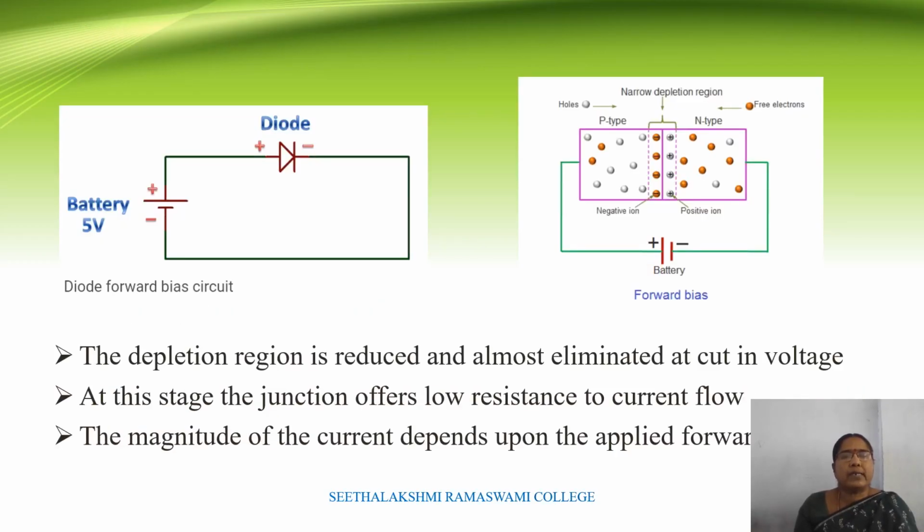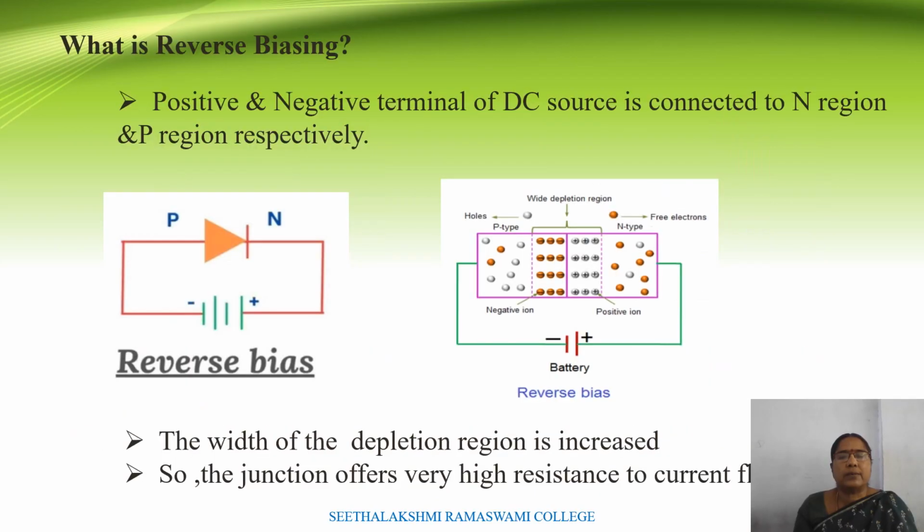The forward biased diode is shown in the figure. Now we increase the supply voltage from 0 to a particular voltage, that is the cut-in voltage. The width of the depletion region is completely eliminated. Now the junction offers low resistance, so current flows through the diode due to the majority charge carriers. The magnitude of the current depends upon the applied forward voltage.